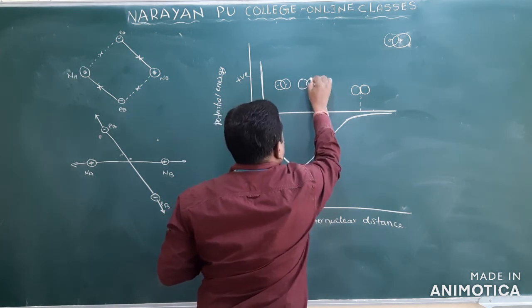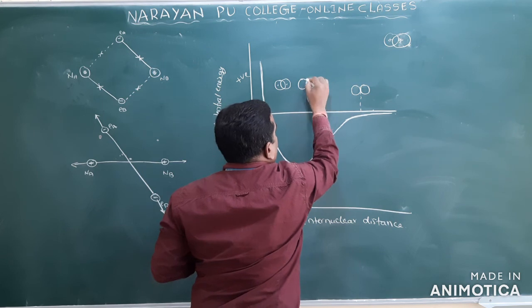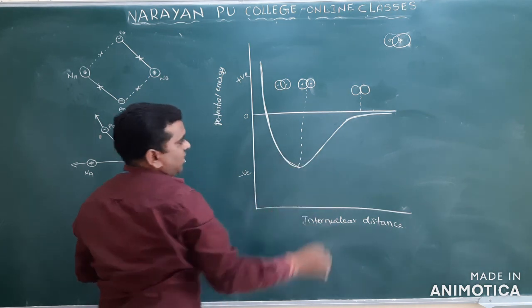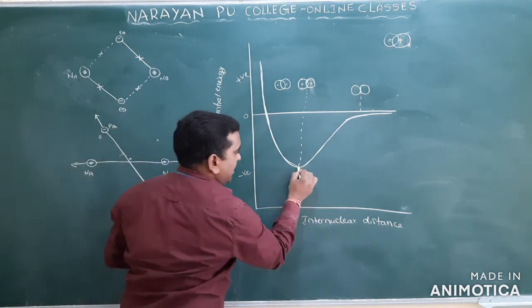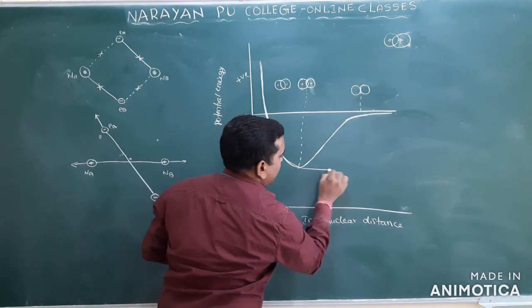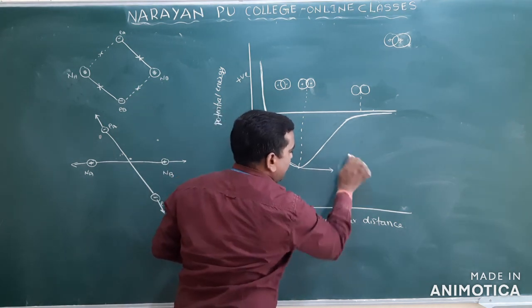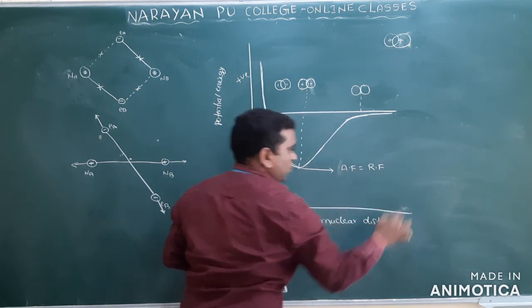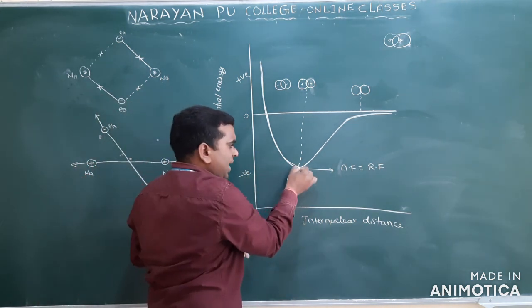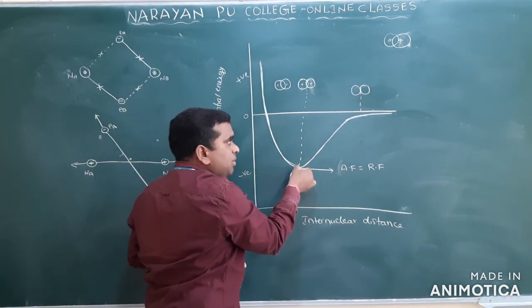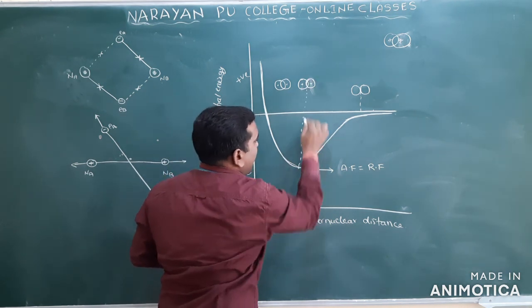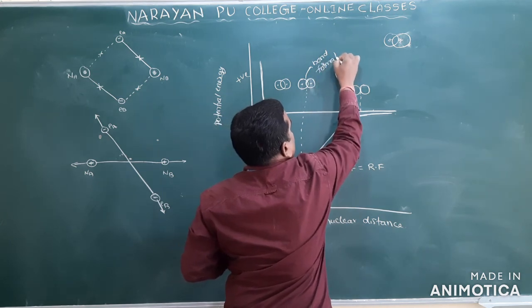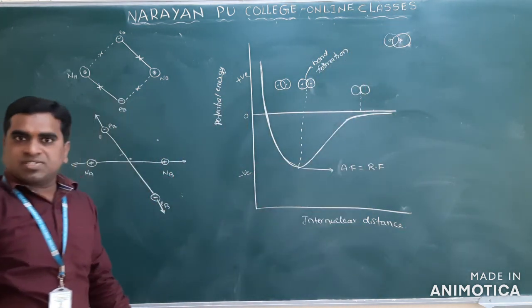At this point, repulsive forces and attractive forces are balanced with each other. Clear? At this point, attractive forces are equal to repulsive forces, so it is minimum energy. The system has acquired minimum energy. Bond formation takes place at this point. Clear?